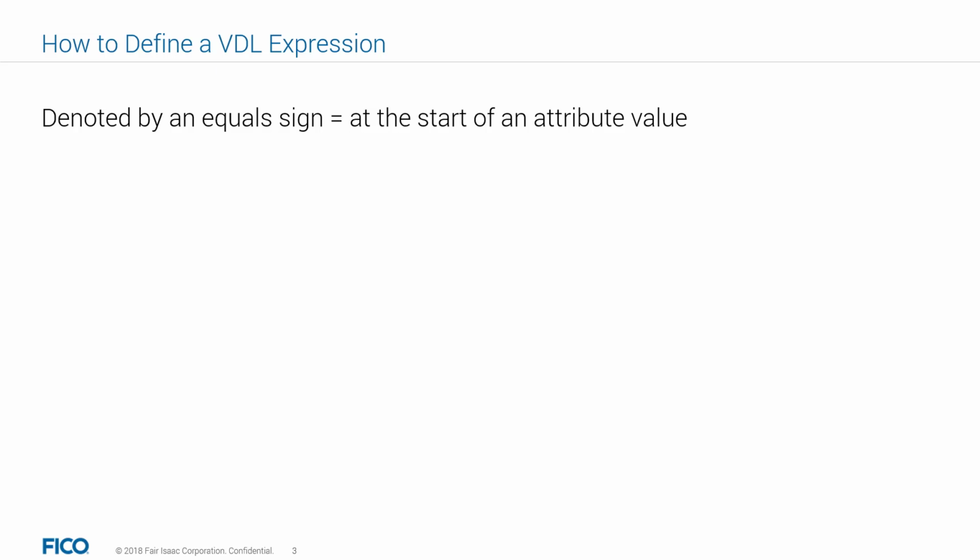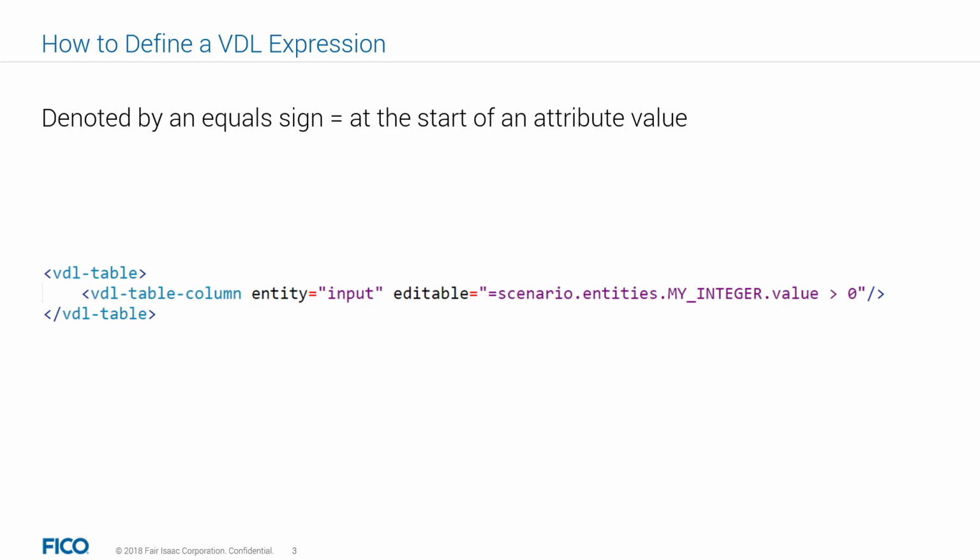Let's explore this a bit further by taking a look at an example. I have some VDL over here to generate a VDL table with one column for my entity input. You'll notice I have an editable attribute. The attribute starts with an equal sign, and what comes after the equal sign is a VDL expression. You'll notice that this looks like code. What we'll talk about next is the syntax that you will need to use to build VDL expressions.